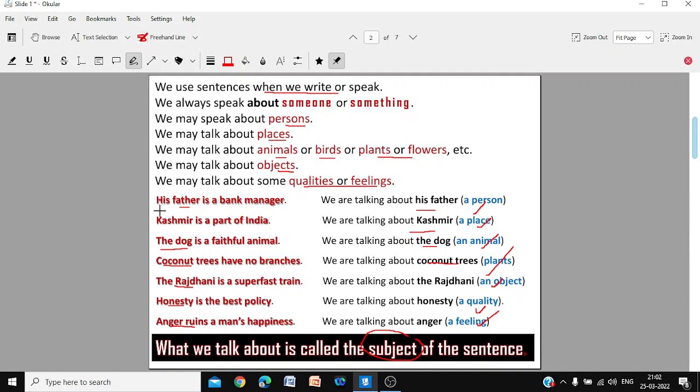So in the first sentence, his father is the subject. Here, Kashmir is the subject. The dog is the subject. Coconut trees. Here, the Rajdhani is the subject. Here, honesty is the subject. And here, anger is the subject. So what we talk about is called the subject of the sentence.